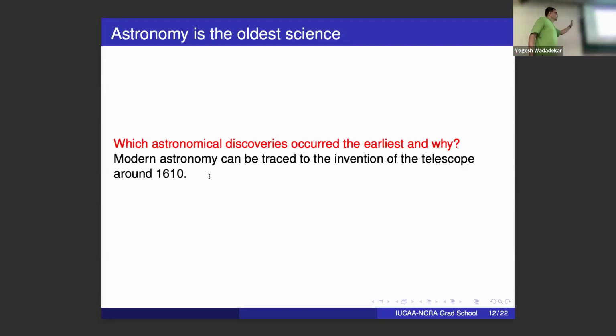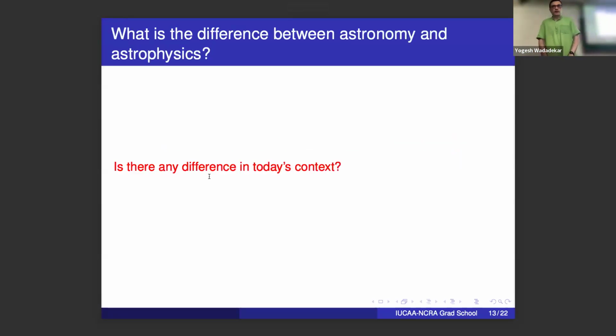And over the years, over the centuries, the telescope has evolved. Originally, you only had optical telescopes, but now you have X-ray telescopes and radio telescopes and gamma ray telescopes and everything else. Okay. So we have an institute called IUCAA, Inter-University Center for Astronomy and Astrophysics. So the question is, what's the difference between astronomy and astrophysics?